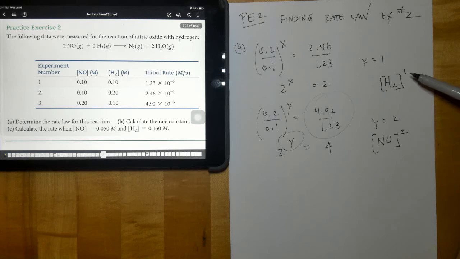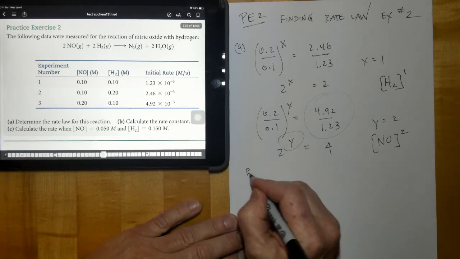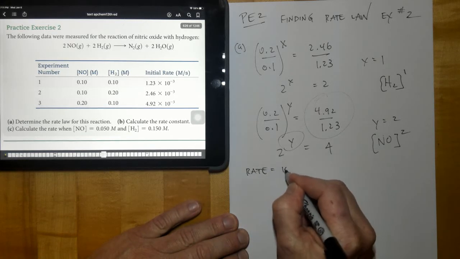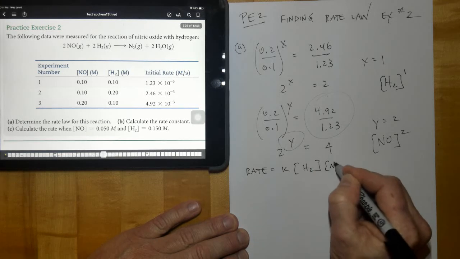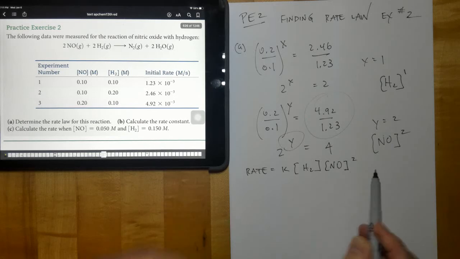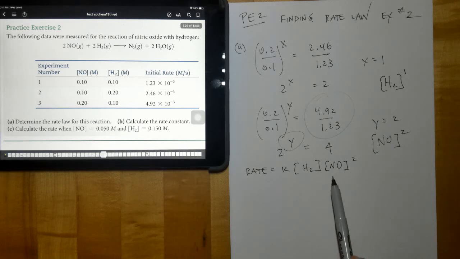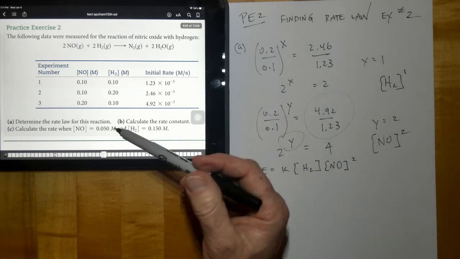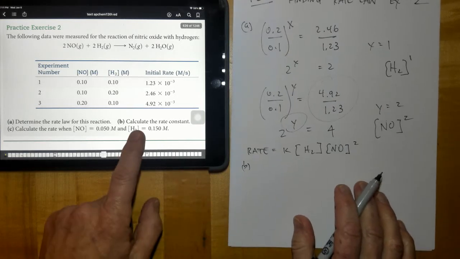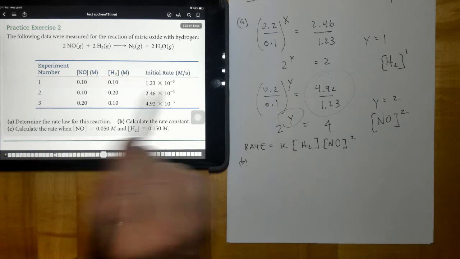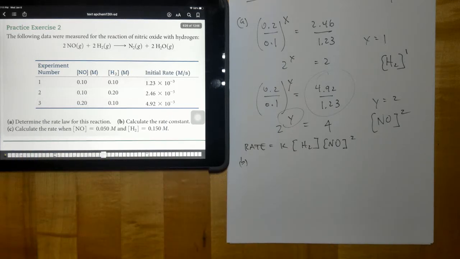Okay? So now that we've got the orders, we can write the rate expression. And the rate law or rate expression is rate equals k, H2 to the first power, NO to the second power. Notice the only way we were able to determine that is by using the experimental data. That's letter A. Now letter B says calculate the rate constant. So pick an experiment. I always pick experiment 1 because it's first, but it doesn't matter.